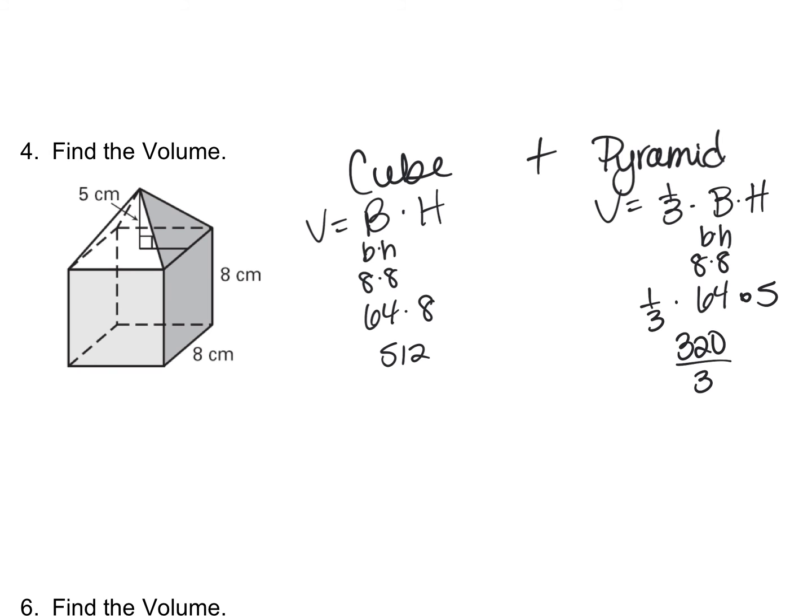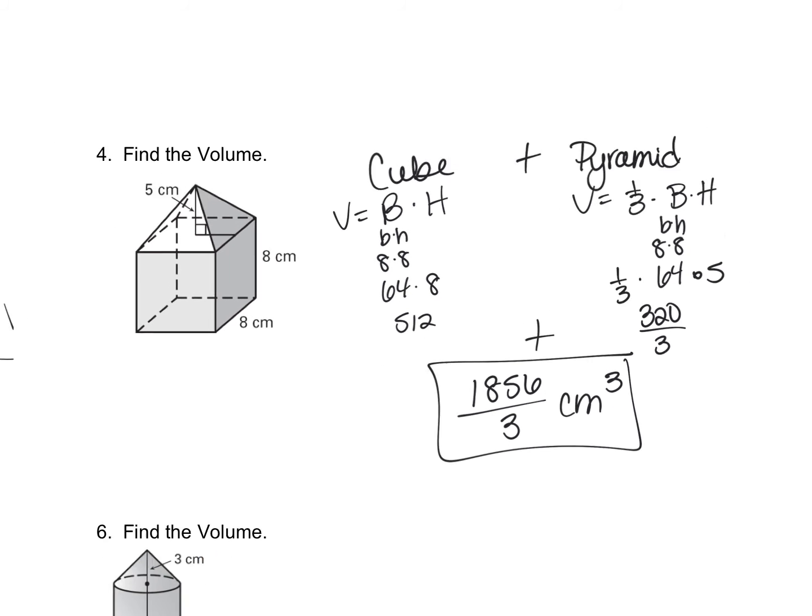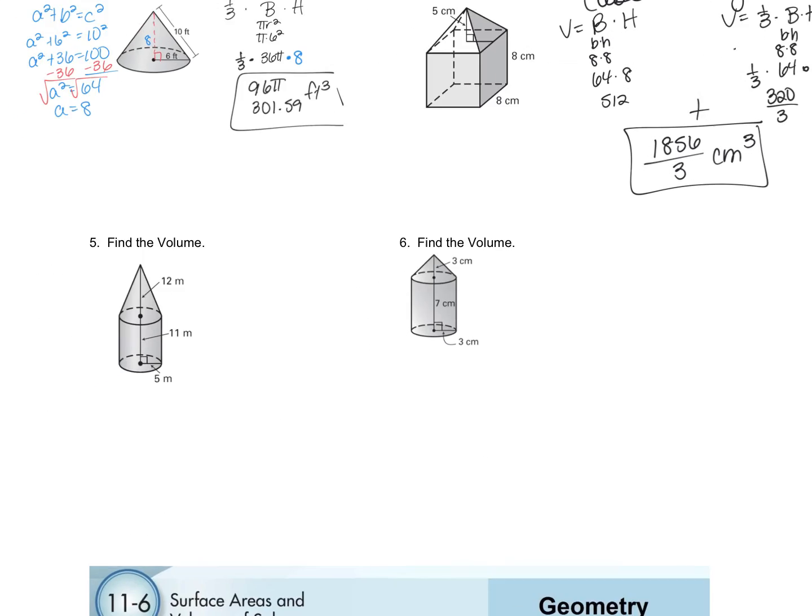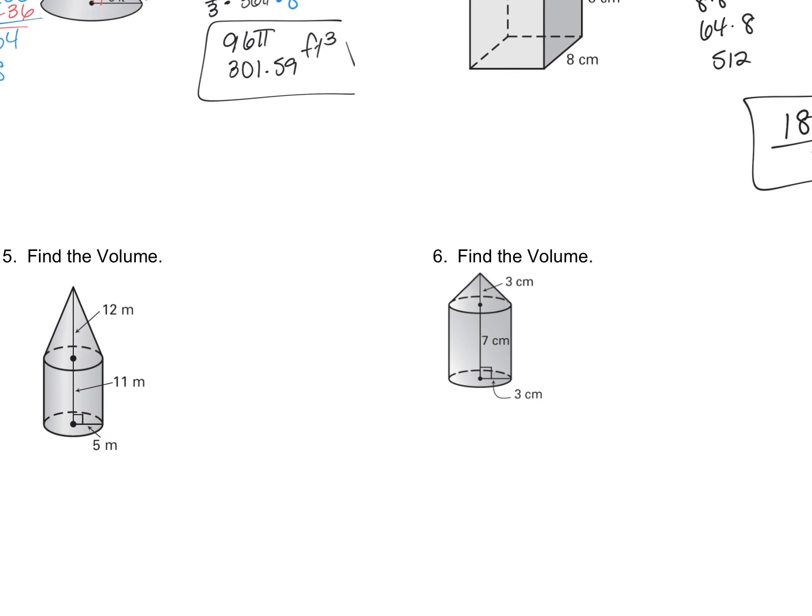Now that I have my cube volume and my pyramid volume, what do I need to do? Well, I just need to add them together. So 512 plus 320 over 3. It's another gross decimal, of course. Let's write it as a fraction because you know I love fractions and hate decimals. It's more accurate. So 1,856 over 3 centimeters cubed. Cool.